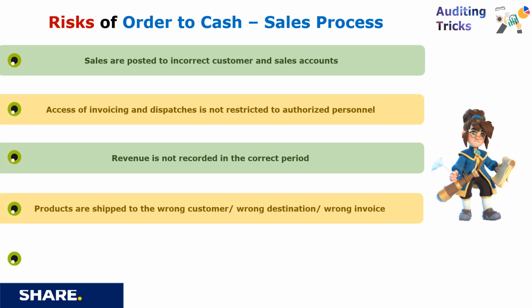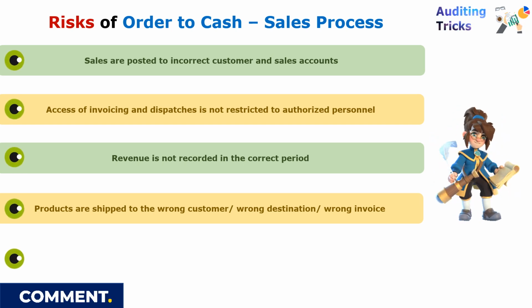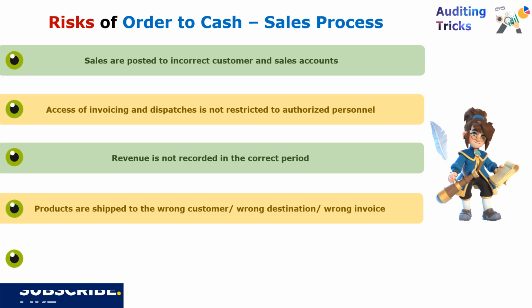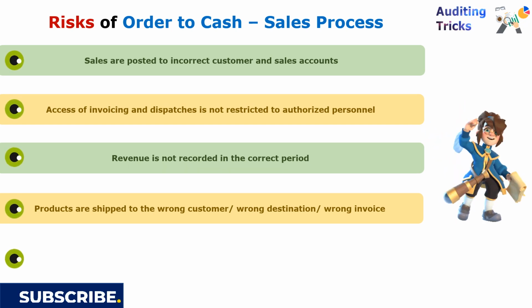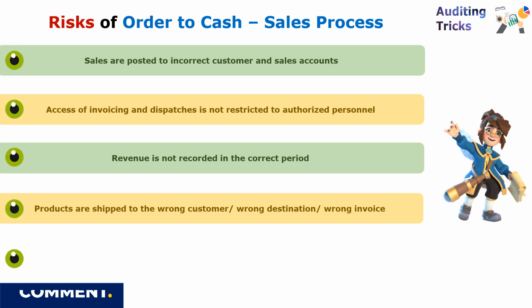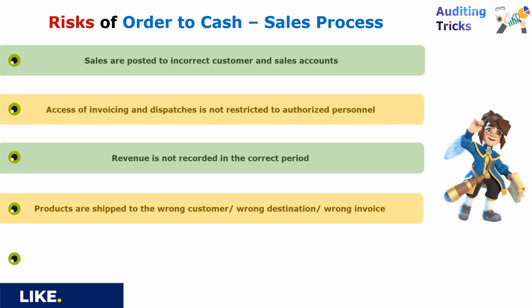The next one under dispatch process includes products shipped to the wrong customer or wrong destination. Here we need to ensure that invoicing is done and dispatch is made to the correct customer. It is not a fraud risk and can be rated as a medium risk.